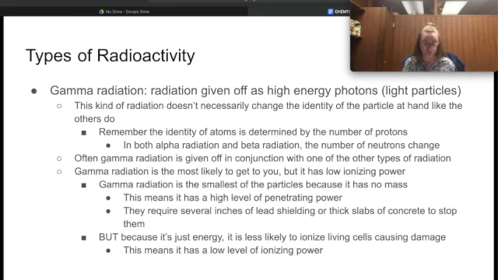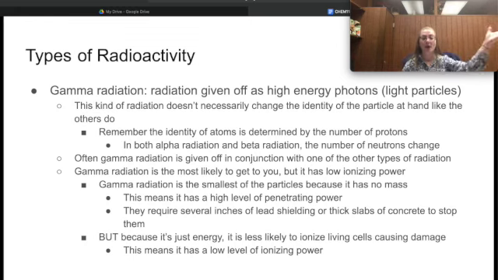So it has a high level of penetrating power. But even though it's high energy, it's just energy. It doesn't have a charge to it, so it's less likely to ionize these living cells. It has a low level of ionizing power. It has the least level of ionizing power out of the three types we have talked about here.